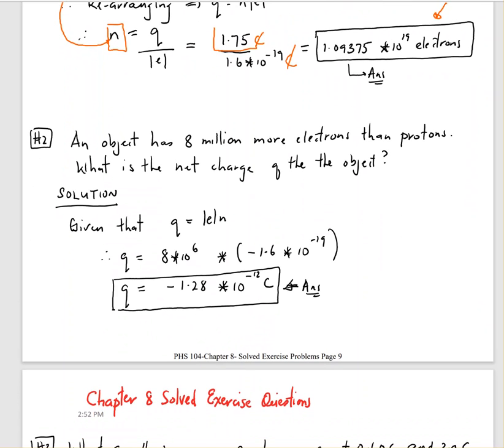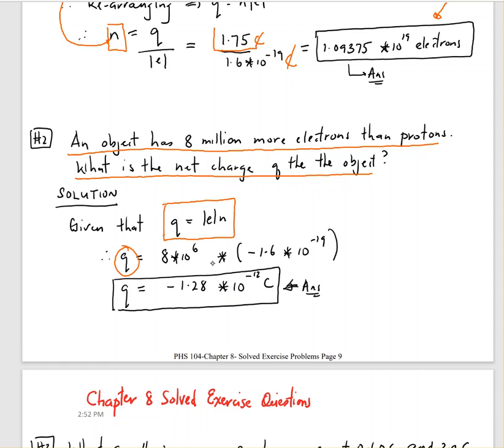Number two, an object has 8 million more electrons than protons. What is the net charge of the object? Again, we're looking at the relationship between electrons and charge, and this particular equation shows the relationship between those two entities. We want to find the net charge, which would be Q, and that would be the product of the number of electrons times the magnitude of the electron charge itself. The charge in this case is going to be negative because the electron is of a negative value.